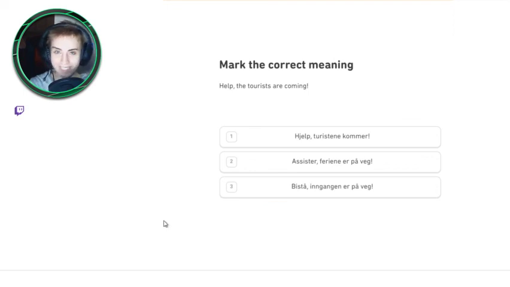Help, the tourists are coming. Oh no. Not the tourists, anything but the tourists. Yep, turisterna kommer. The tourist is probably the right one. Feriene er på vei, the vacations are on the way. I don't know that one, I don't know what that could mean. Yep, turisterna kommer.